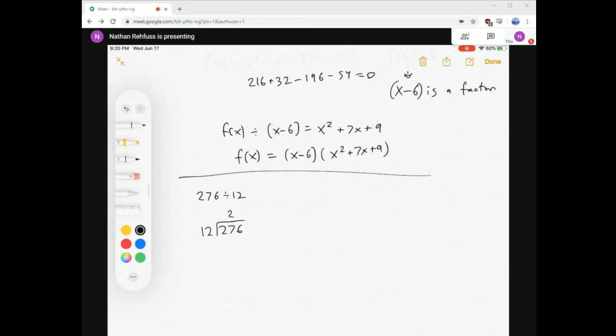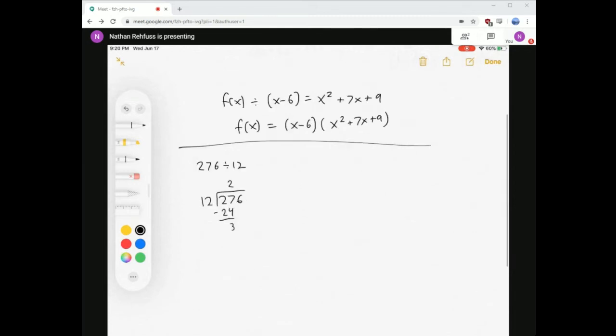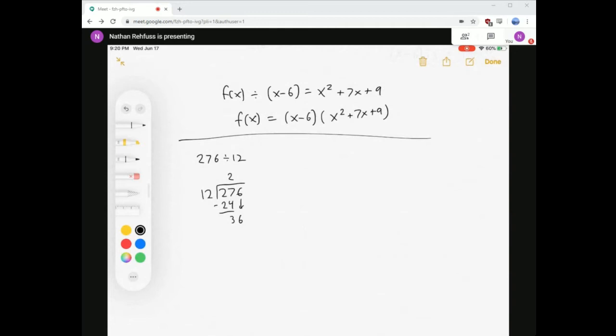2 times 12 is 24. 27 minus 24 is 3. And then we bring down the 6. Oh, we got lucky, because 12 goes into 36 3 times. 3 times 12 is 36. And when we subtract, there is no remainder. So 276 divided by 12 equals 23.